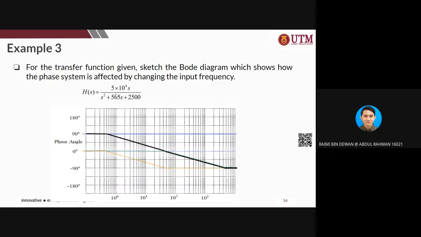First you need to factorize, right? Because you have s squared now, 505 s plus 2500. So you make this factorization where you have s plus something plus x. You know factorization, right? Because this is quadratic form.